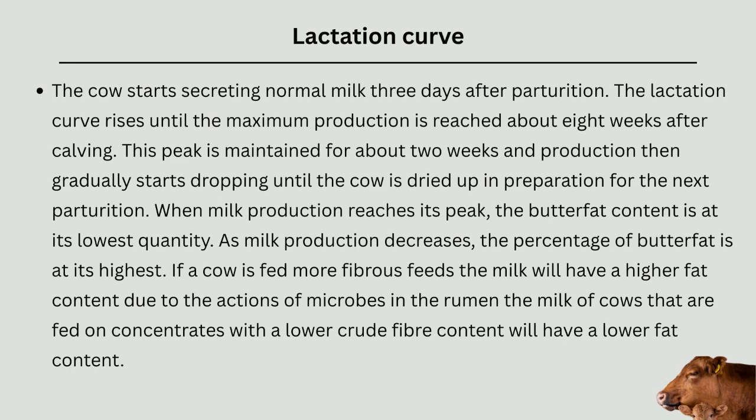When milk production reaches its peak, the butterfat content is at its lowest quantity. As milk production decreases, the percentage of butterfat is at its highest. If a cow is fed more fibrous feeds, the milk will have a higher fat content due to the actions of microbes in the rumen. The milk of cows that are fed on concentrates with a lower crude fiber content will have a lower fat content.